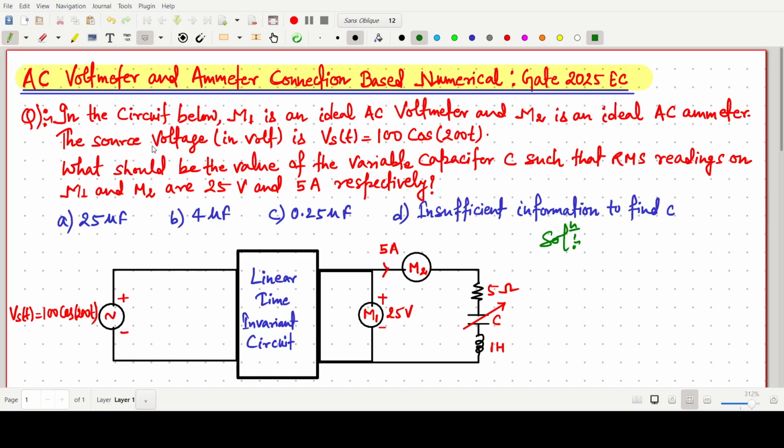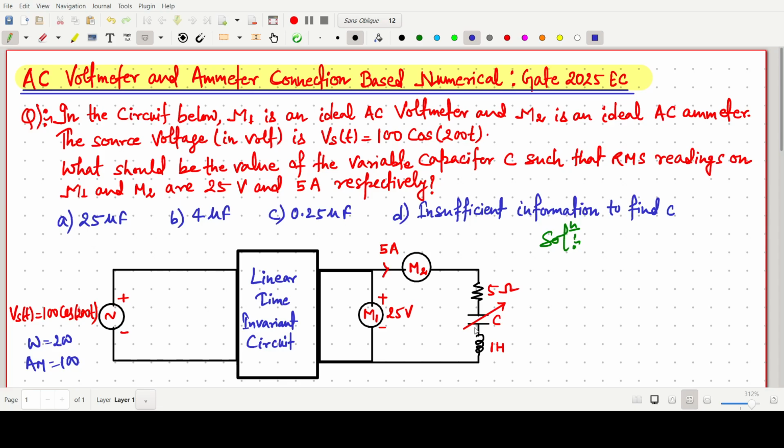The source voltage in volt is v_s(t) = 100 cos 200t. So here we can simply say the omega value is given, 200. The amplitude and the angular frequency is 200. Clear? The AC source voltage in volt is v_s(t) = 100 cos 200t. What should be the value of the variable capacitor C?